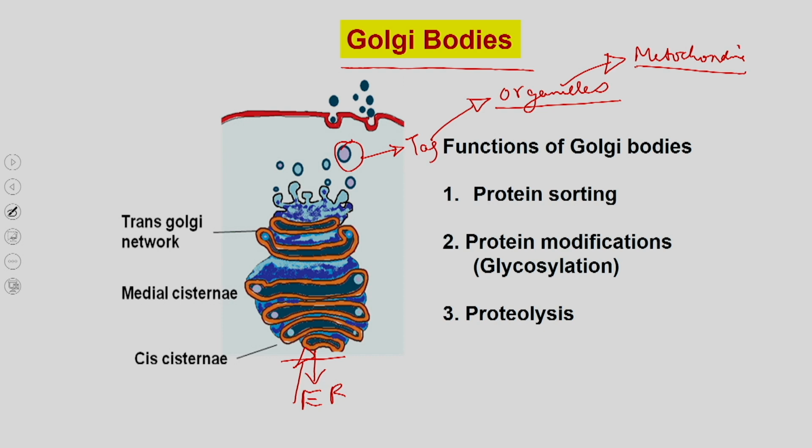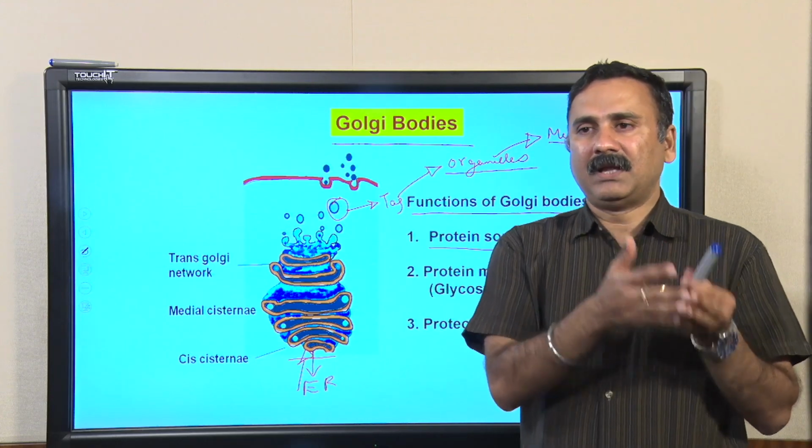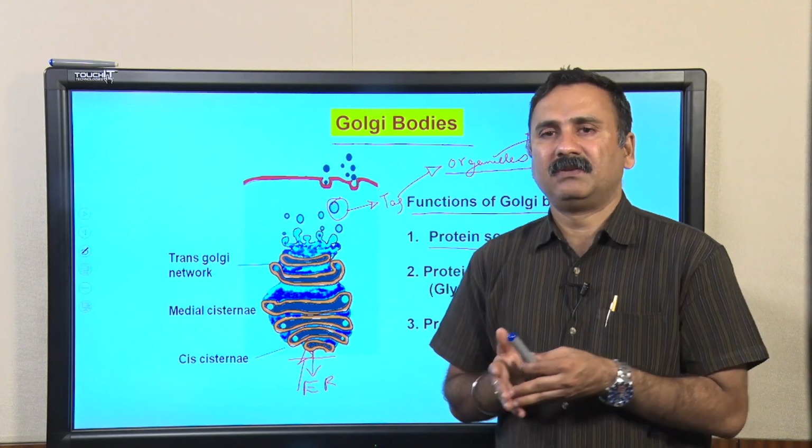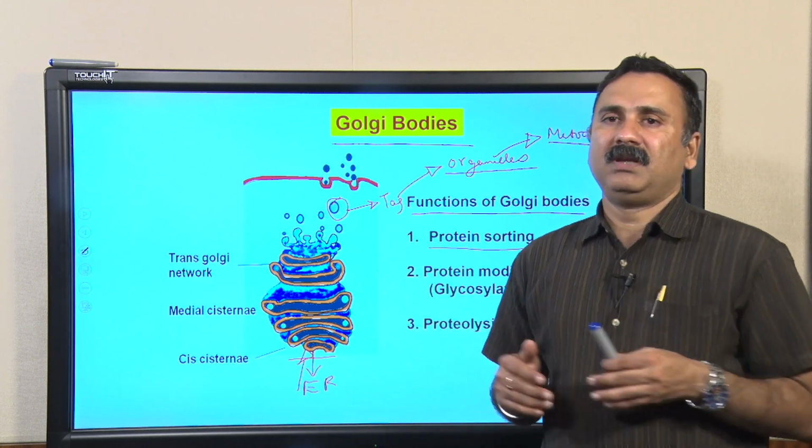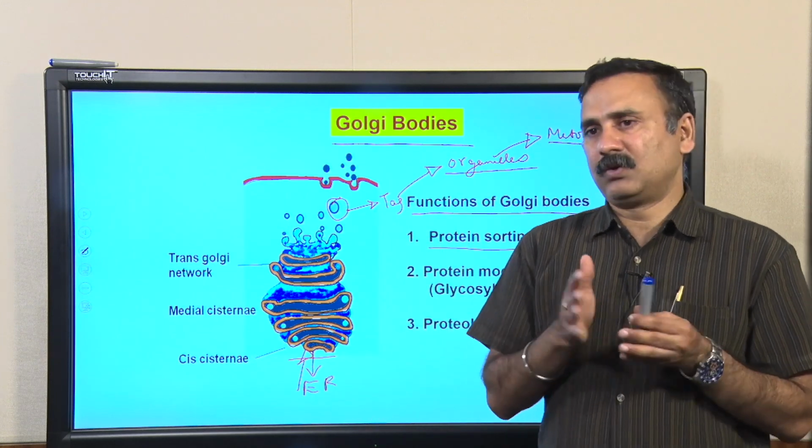So, what is the function of Golgi bodies? The function of Golgi bodies is in protein sorting, which means it receives the protein from the endoplasmic reticulum, then it sorts those proteins for different organelles. It may be receiving a protein for the lysosomes, or for mitochondria, or for the nucleus, and so on.